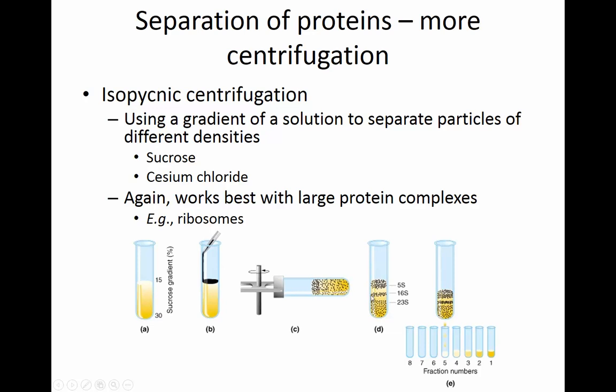You'll get the medium-sized molecules in a band in the center, and the larger sized molecules you can find down at the bottom towards the tube bottom. So you're using a gradient of a solution to separate particles that have different densities. And usually this is sucrose, although in the old days and with different sized pieces of DNA, often cesium chloride was used, a cesium chloride solution. And again, this works best with large protein complexes like ribosomes. So, kind of the standard illustrations and standard techniques focus on things like ribosomes.